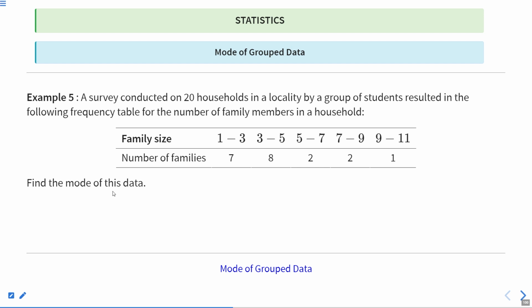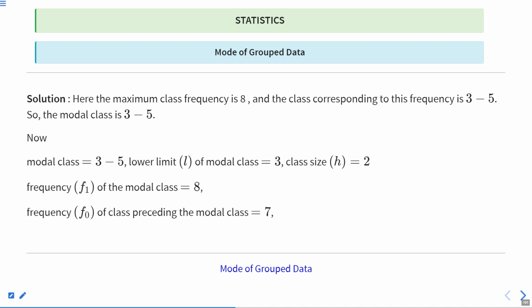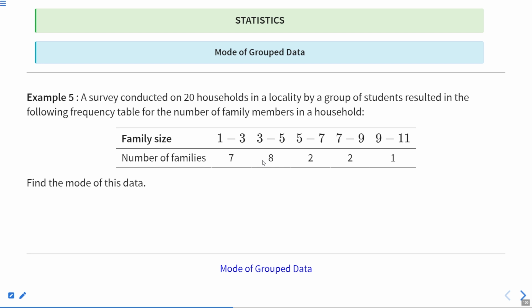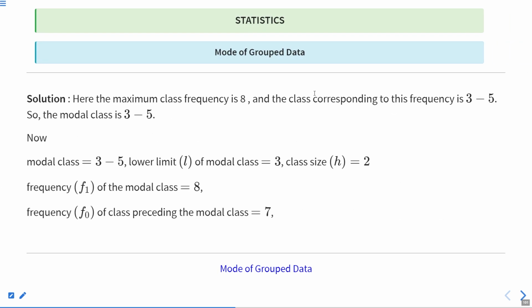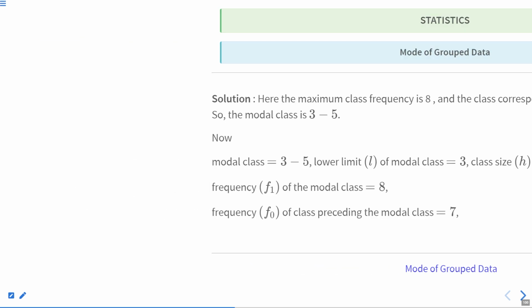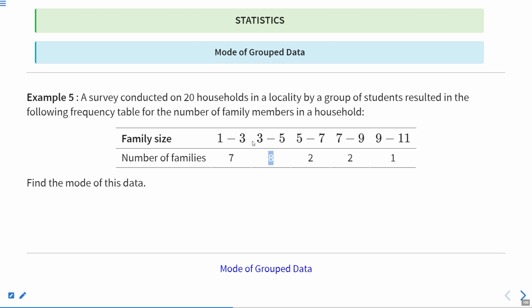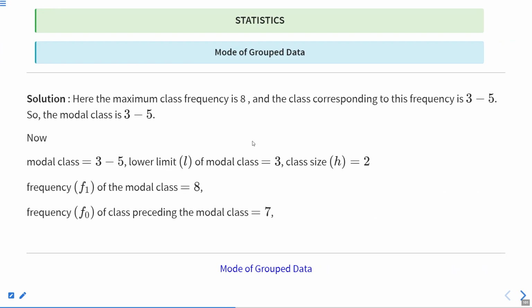We have been given this data, and we have to find the mode of this data. So let us solve this example. Here the maximum class frequency is 8, and the class corresponding to this frequency is 3 to 5. So the modal class is 3 to 5 in this data.